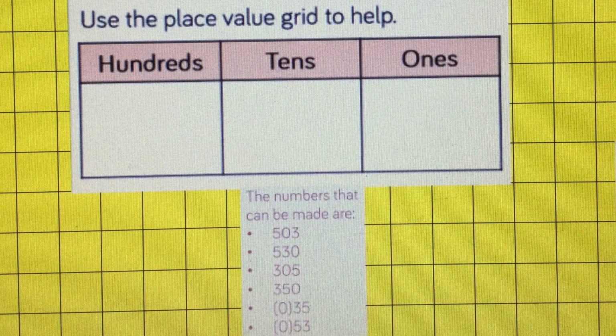The numbers that you can make are 350, 305, 503, 530, 35 and 53. You can make the last two digit numbers by putting the 0 in the hundreds column.